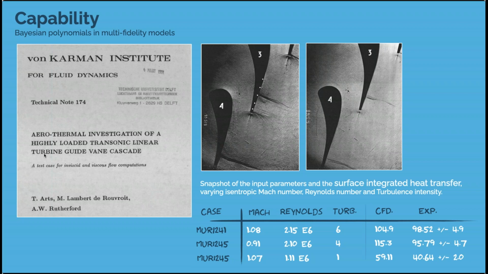This linear cascade was tested for different Mach, Reynolds, and turbulence intensity values. And the reason I was particularly drawn to this is the discrepancy between CFD and experiment. These are the discrepancies for the surface integrated heat transfer, where you have the experimentally reported values and the CFD values, here done with SU2. We even explored different models within the CFD, such as a transition model to try to get better surface prediction, but oddly enough, that gave us worse results.